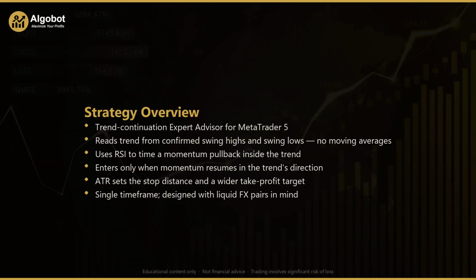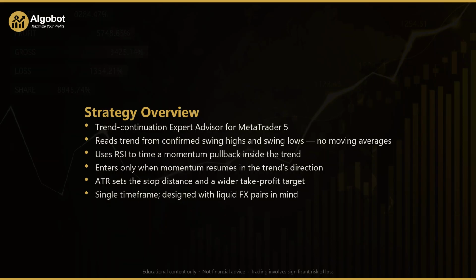At a high level, Rsi Trend Pullback is a trend continuation strategy. That means it doesn't try to predict tops and bottoms, and it doesn't try to fade big moves. Instead, it looks for a market that is already trending, and then it tries to join that trend after a temporary pause. It reads the trend in a very direct way, straight from price structure.